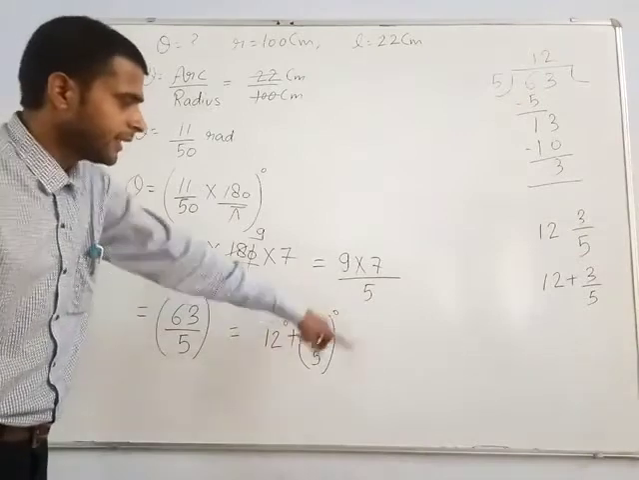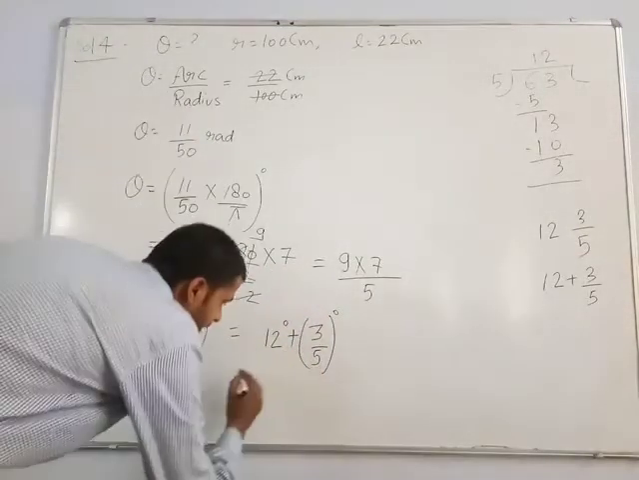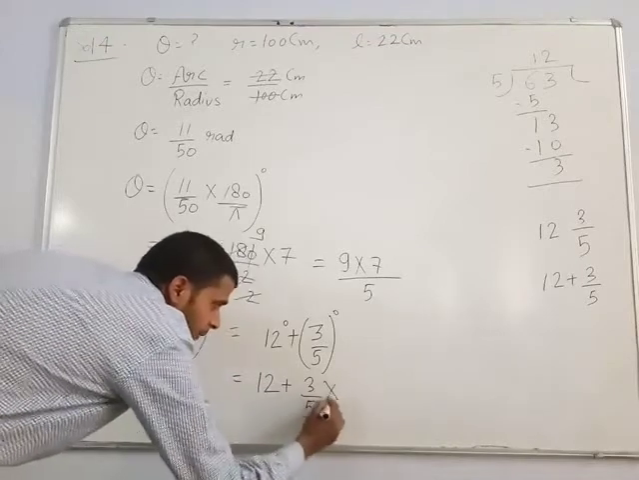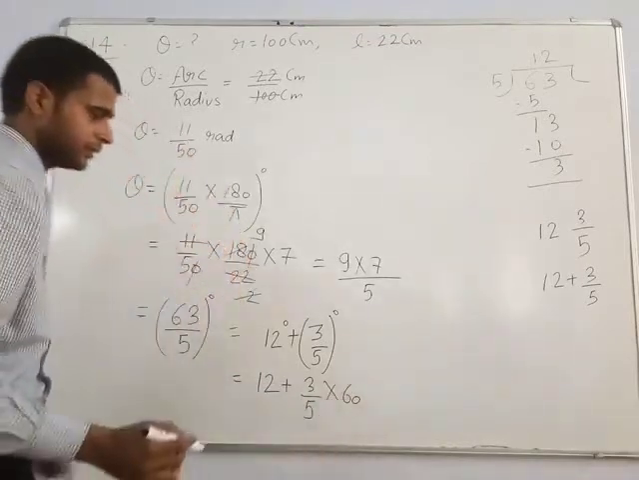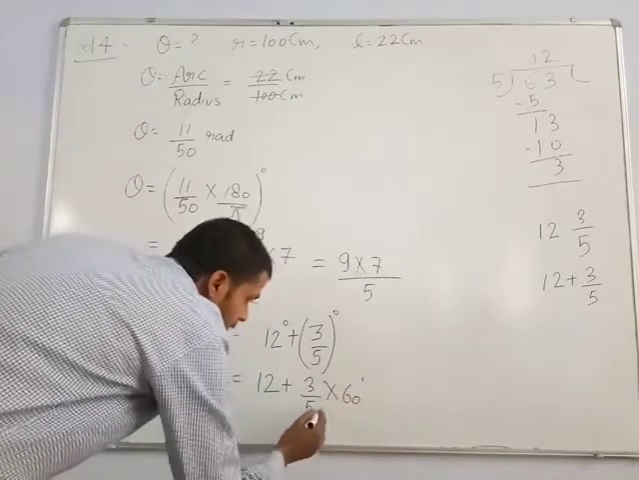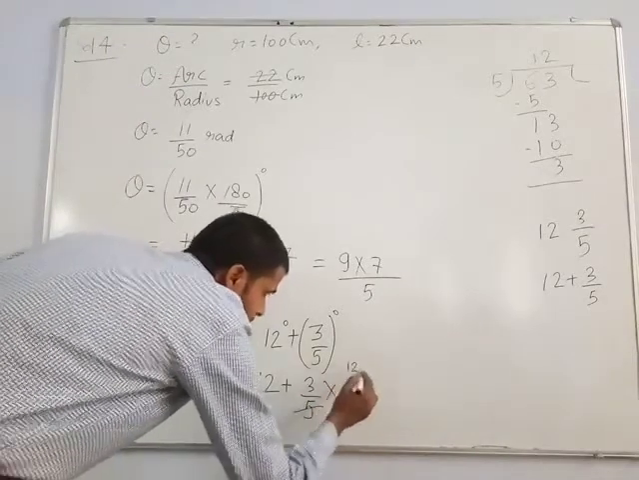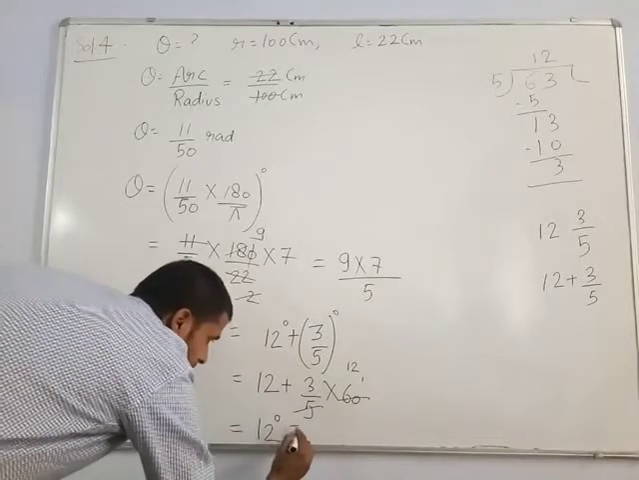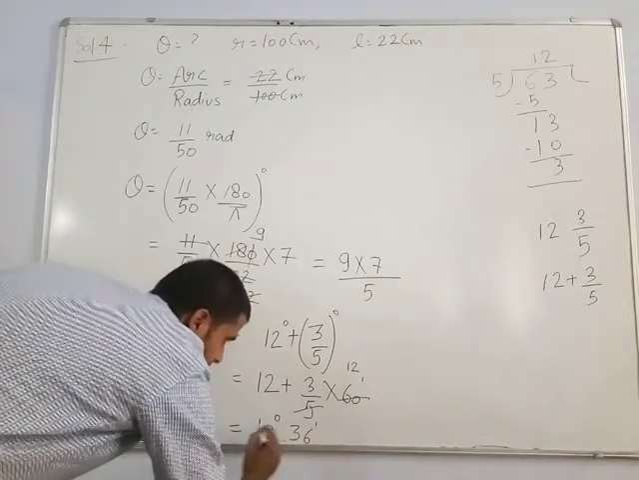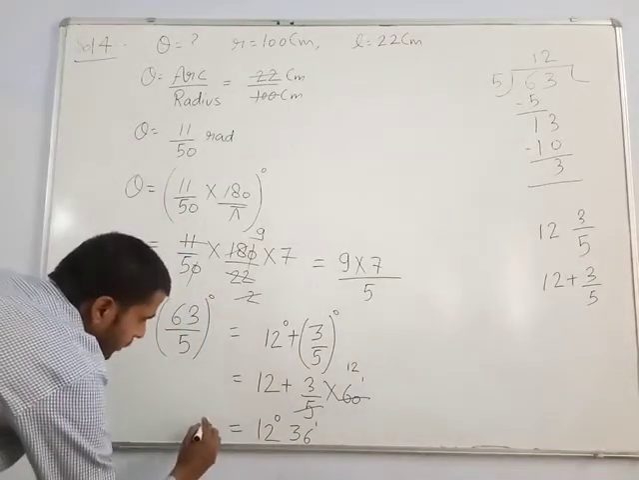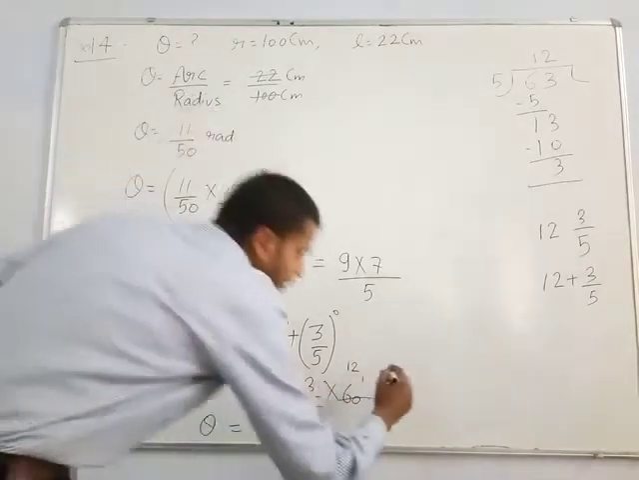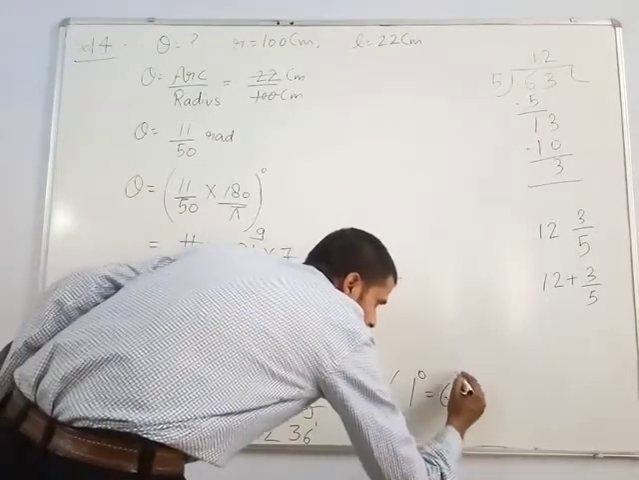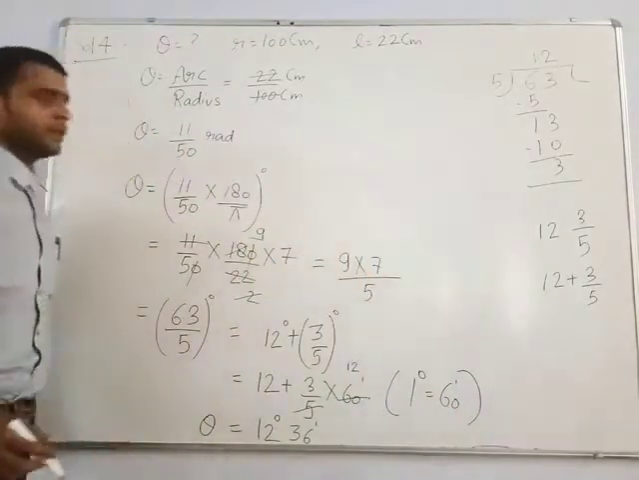To convert degree into minute, you have to multiply by 60. So 12 plus 3 upon 5 multiplied by 60 minute, which is 36. So it is 12 degree and 36 minute. The answer is theta equals 12 degree 36 minute. You have to write 1 degree equals 60 minute.